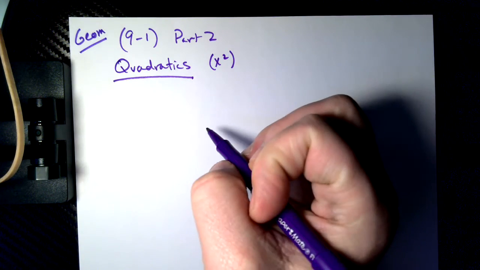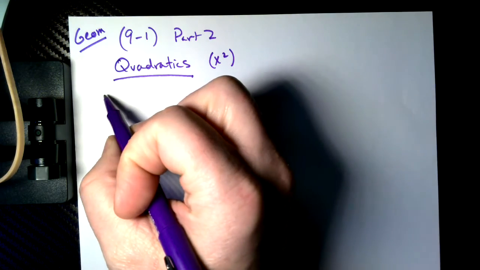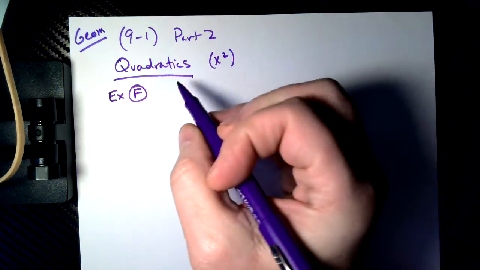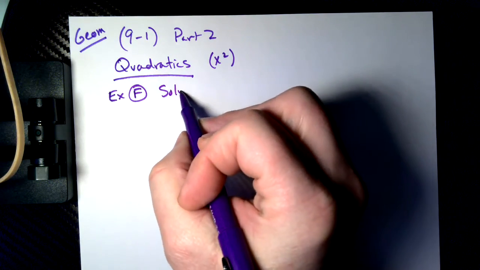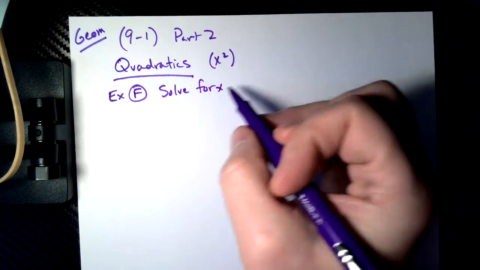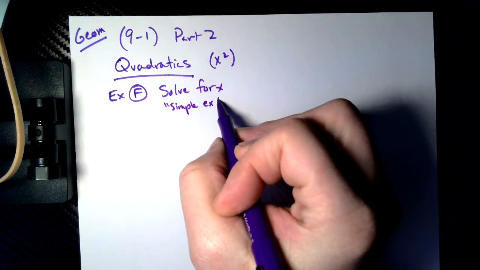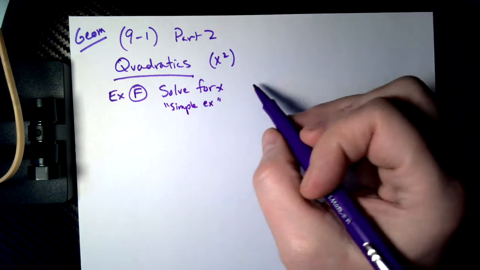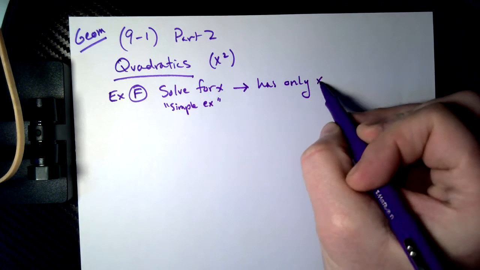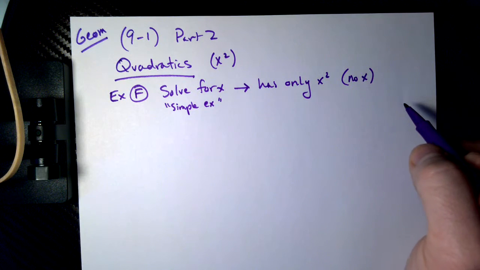How to solve a simple quadratic, all right? Simple quadratic, let's go example F. Example F, solve for x. This would be the simple example. So it has only x squared, no x term. It has only x squared.